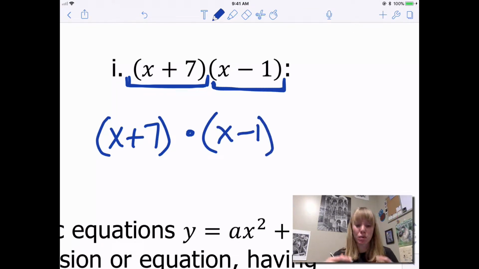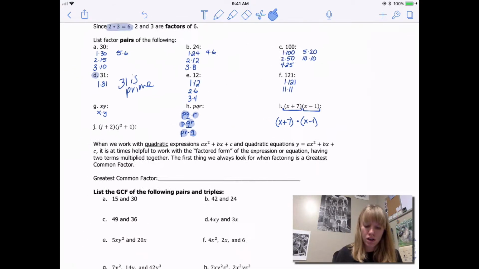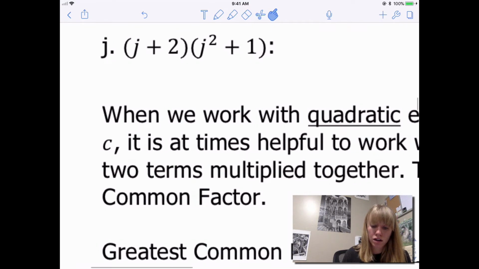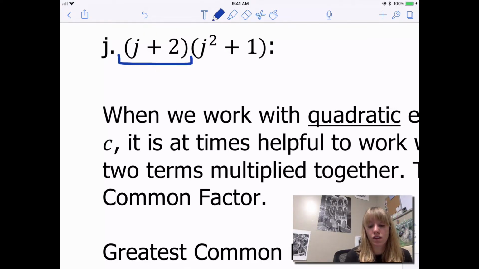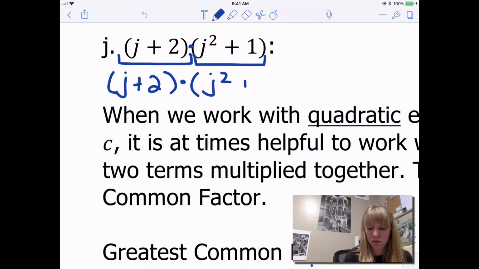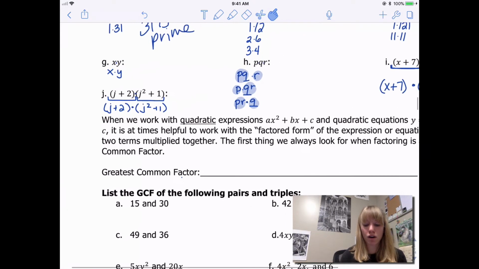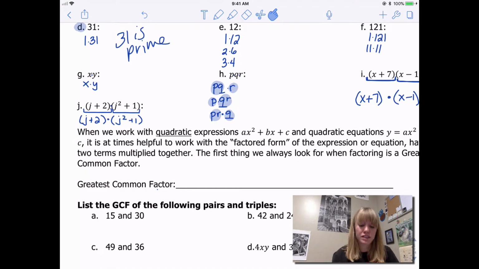And that is what we'll start seeing: when I have two binomials multiplied together, I call each one of those things factors. So you try J here. Give you just a second. And hopefully you see that J plus 2 and J squared plus 1 are multiplied together because they're squished up together. So J plus 2 is one factor, and J squared plus 1 is another factor. Not too hard to see those factors because they're already in parentheses.